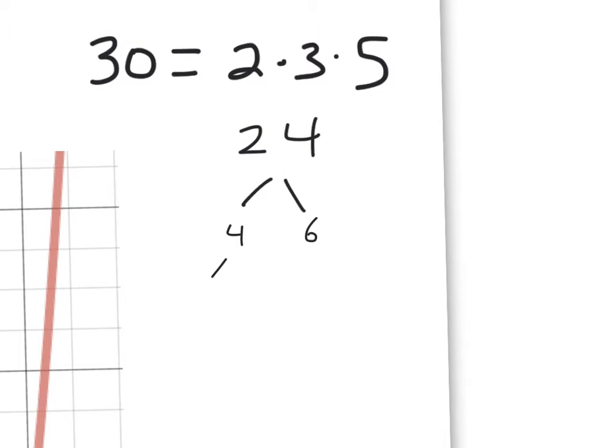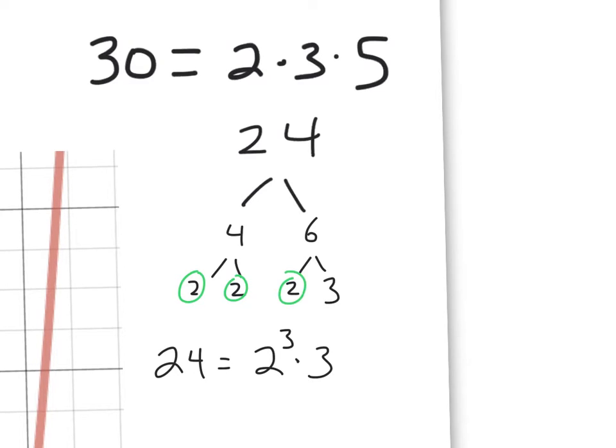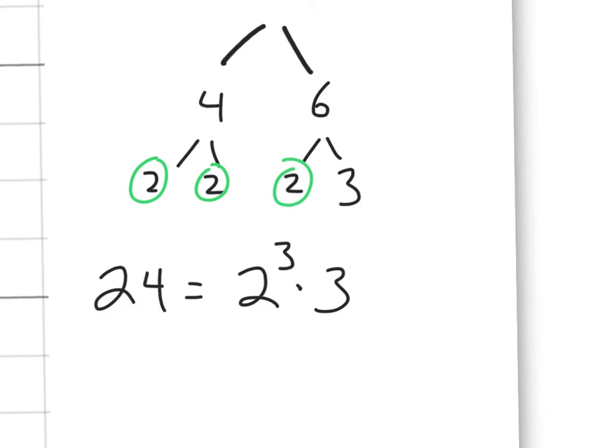So I get 4 and 6, 2, 2, and 2 and 3. And so if I do prime factorization of 24, I get 2 to the third power times 3. So if we're talking about how many times the 2 shows up as a factor, the answer here is it shows up with a multiplicity of 3. That's how many times the factor shows up, 3 times. So the 3 has a multiplicity of 1, and the 2 has a multiplicity of 3.